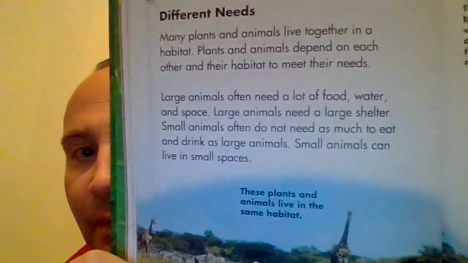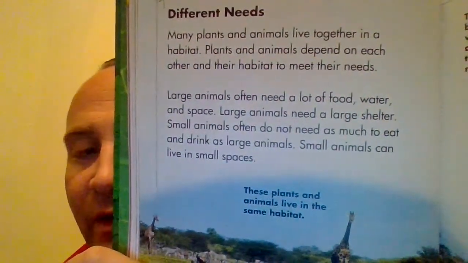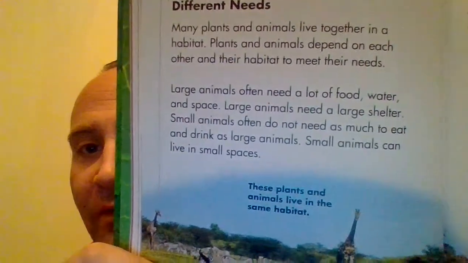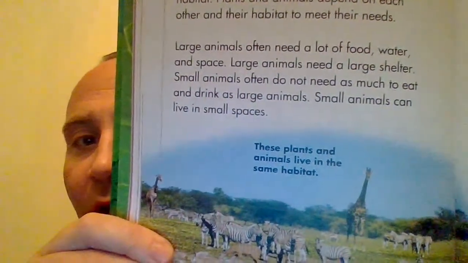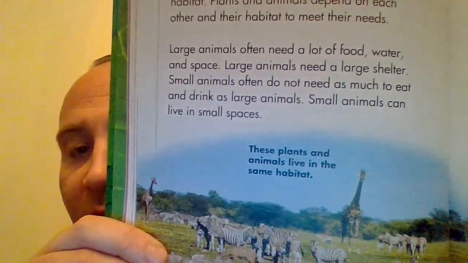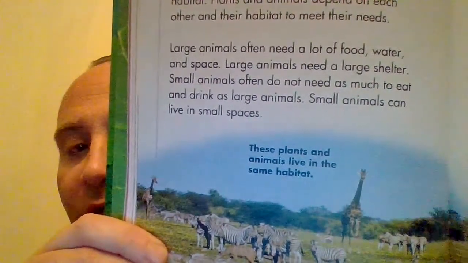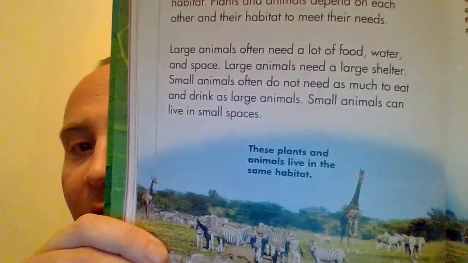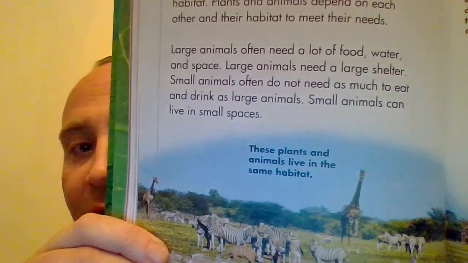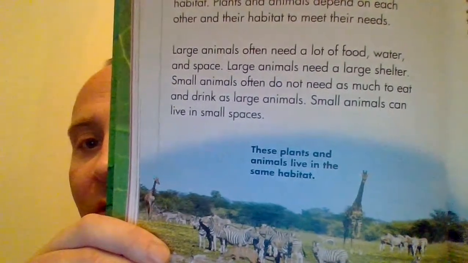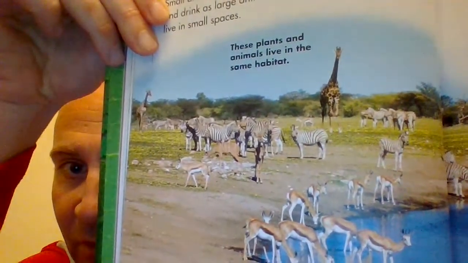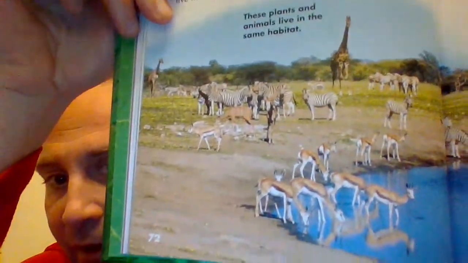Different needs. Many plants and animals live together in a habitat. Plants and animals depend on each other and their habitat to meet their needs. Large animals often need a lot of water, food, and space. Large animals need a large shelter. Small animals often do not need as much to eat and drink as large animals. Small animals can live in small spaces. These plants and animals live in the same habitat.